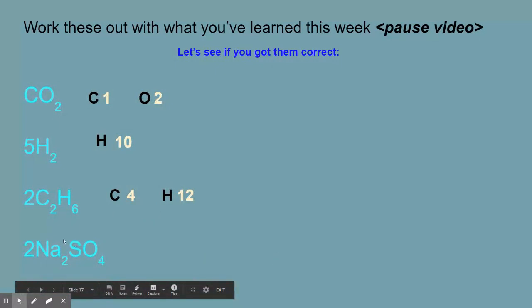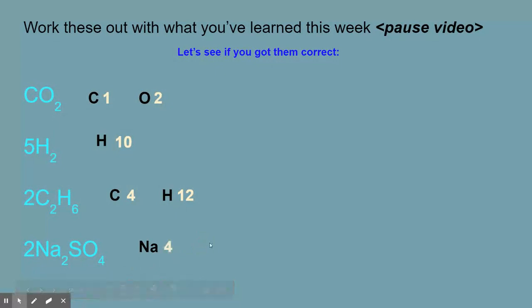Okay. Now for this one down here, we have sodium. There's 2 letters for this one, a capital letter and a lowercase. That means that's one element. That's sodium. Subscript says there's 2 sodium atoms. The coefficient in front of it means that you need to multiply that by 2. So for sodium, there should be 4 atoms of sodium.